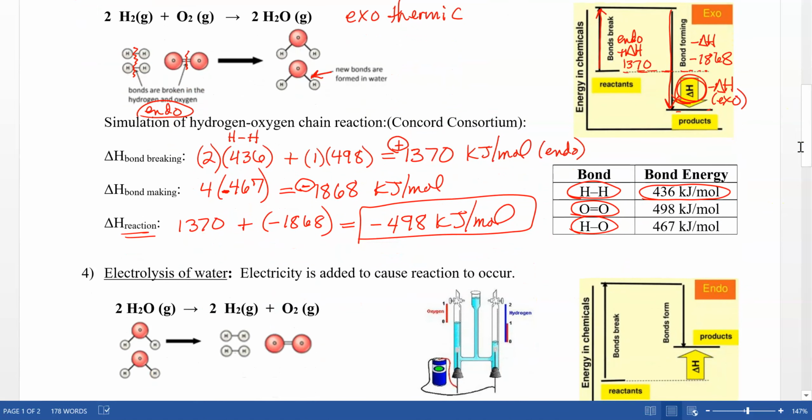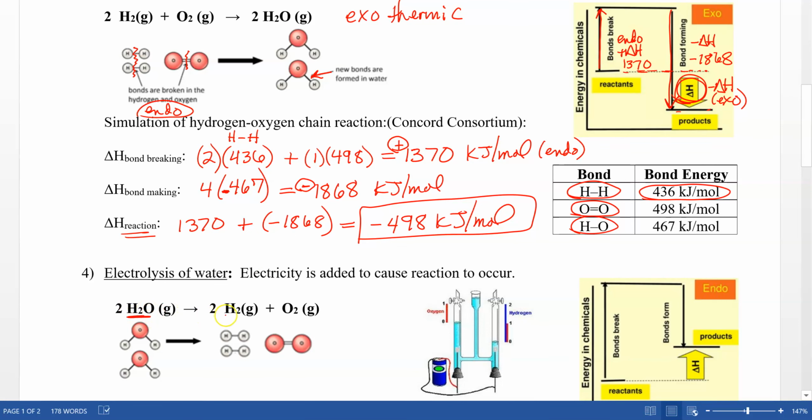So now let's look at the opposite. If you now do the electrolysis of water, you're going to start with all water, and you can send electricity through the water, and it breaks it down into hydrogen gas and oxygen gas. This is the exact opposite of the burning of the hydrogen. And so if this one is exothermic, this one should be endothermic.